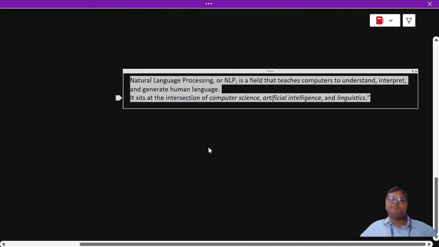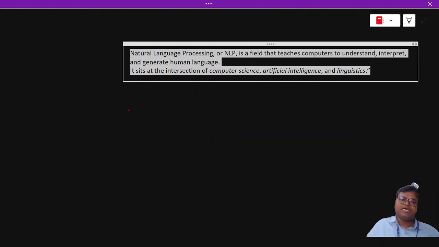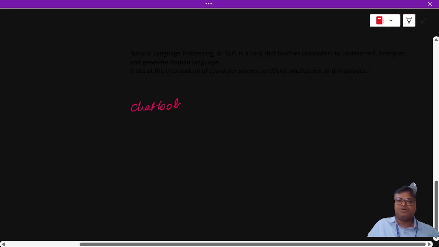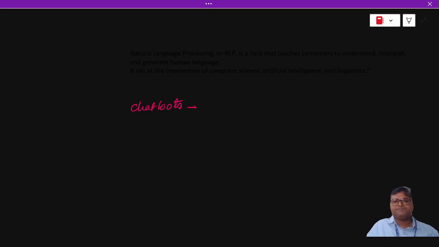What are the examples of NLP? We all have chatbots, right? Chatbots have replaced almost all the customer cares. We have voice assistants: Google, Siri, Alexa. They understand our natural language, maybe English or Telugu or any other local language, and they communicate with us.